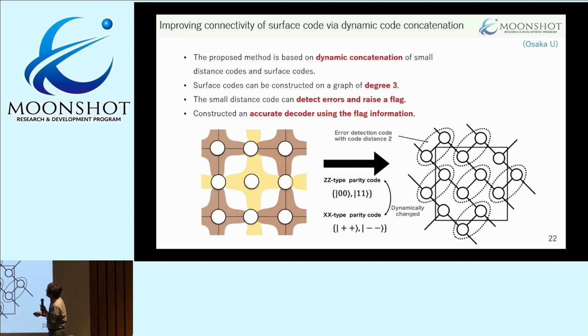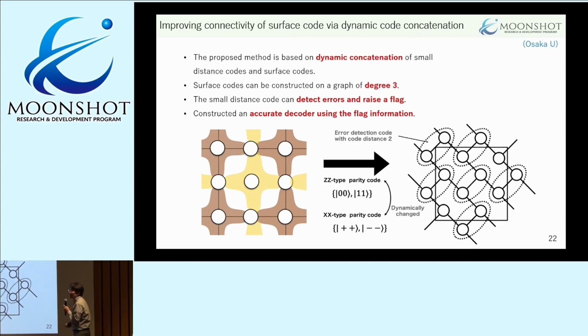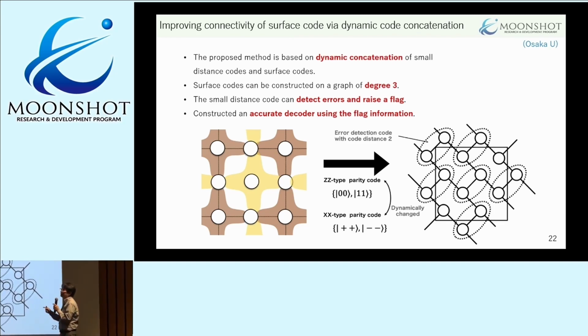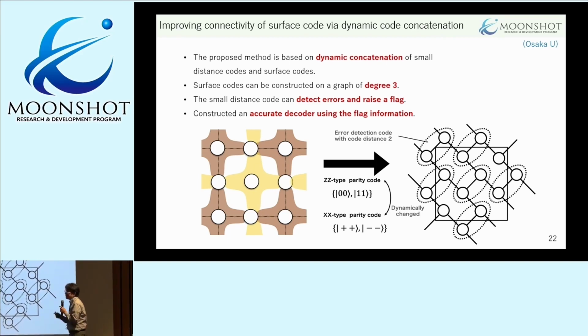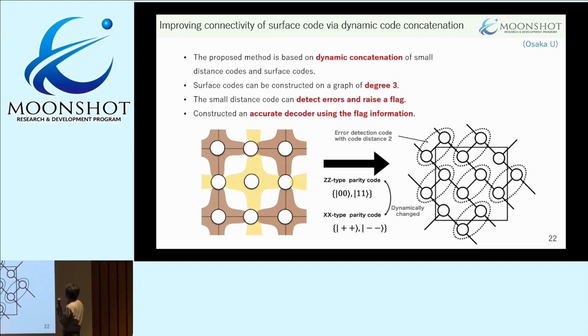So for each of the qubits in surface code, it is replaced by a tiny code of just a few qubits. Then the connectivity becomes 3. Now, this tiny code itself is also helpful. Of course, this is too weak to do any error correction, but it can do error detection. So it can raise a flag if something is wrong. So they constructed a new decoder that can utilize the information of flags.